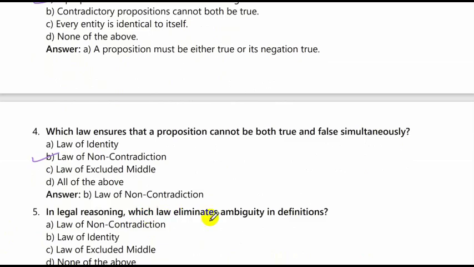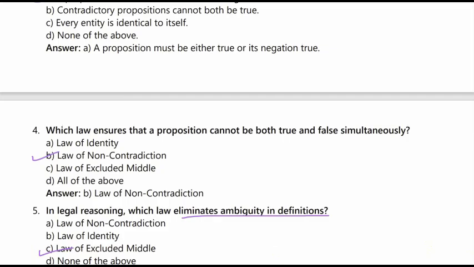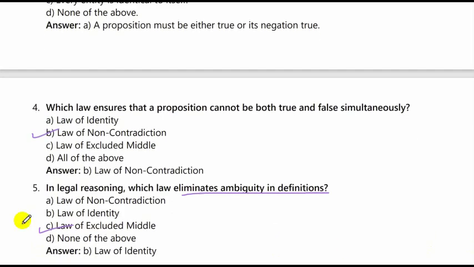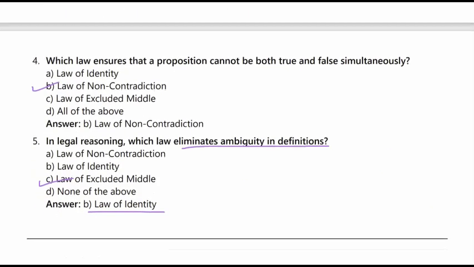In legal reasoning, which law eliminates ambiguity in definition? We do not want any ambiguity in our definitions. So that would be the law of excluded middle, is it? Let's go with this one. That's the law of O. My God. So that's the law of identity. Yes, correct. That is A is equal to A. So we are clearly identifying a certain proposition very clearly. So let's move on to the next one.